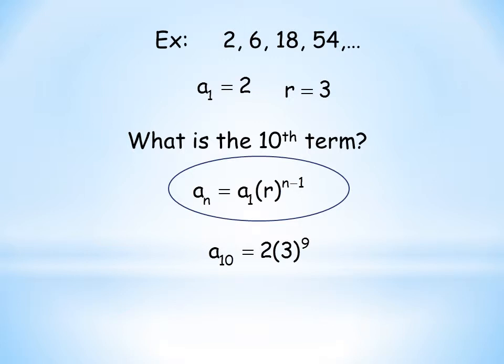So a10 is the first term, which is 2. The common ratio is 3, raised to the n minus 1, so 10 minus 1 is 9. Put this in your calculator and you'll get 39,366. So you'll see in geometric sequences, the numbers can get big very quickly.